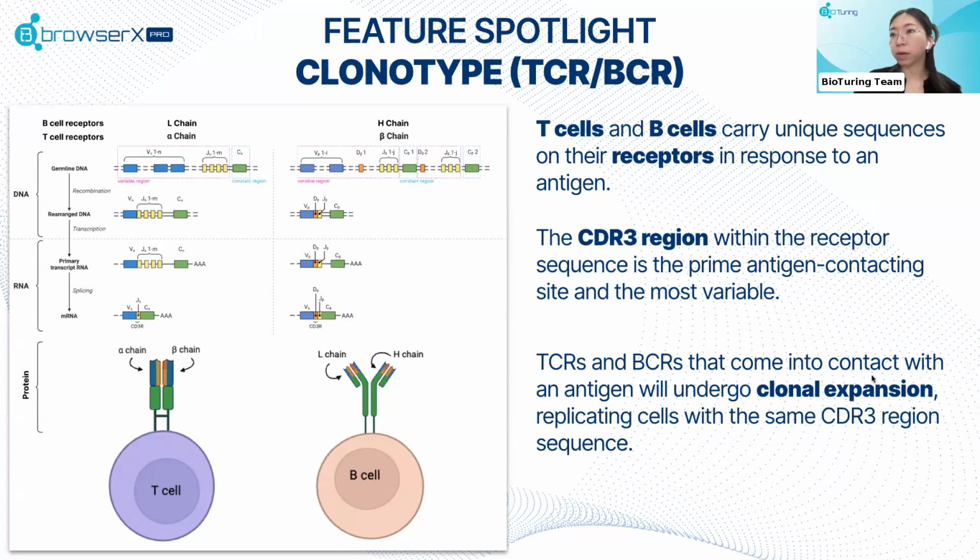This clonal expansion is an indicator that some positive immune response is occurring within the body. And so analyzing TCR and BCR sequencing data is pretty useful in, for example, vaccine development or other types of disease research.